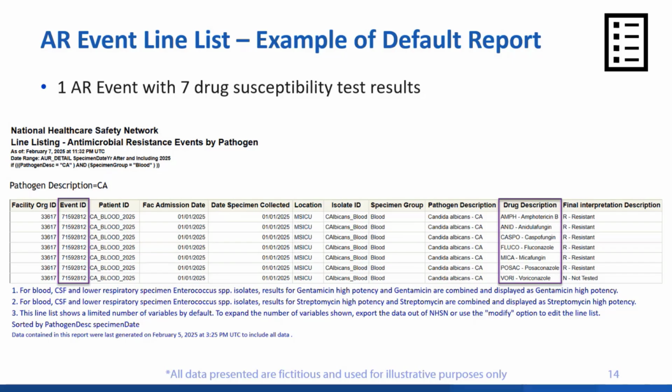In the event ID column, highlighted with the purple box on the left, you can see the event ID is the same for all 7 rows. That means this is a single AR event. In the drug description column, highlighted in the purple box on the right, you can see that there is one row for each drug susceptibility test in this panel. There are 7 drug susceptibility tests that are reported for Candida organisms in 2025.